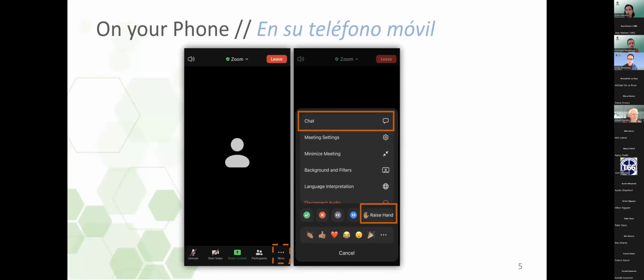And then for anybody who is accessing on their smartphone right now tonight, just showing on screen here, you can click probably your menu at the bottom has a more button with 3 dots. And if you click on that, you'll find the chat and the raise hand functions there. So just want to make sure everybody's oriented to that.